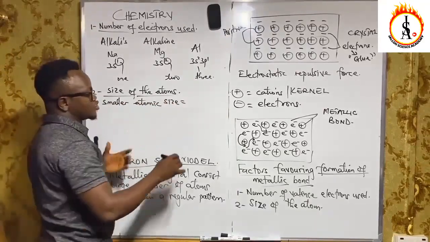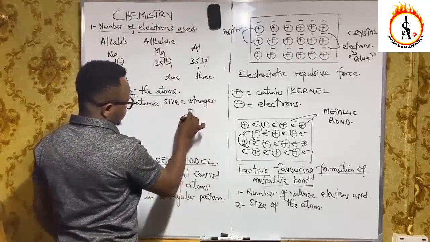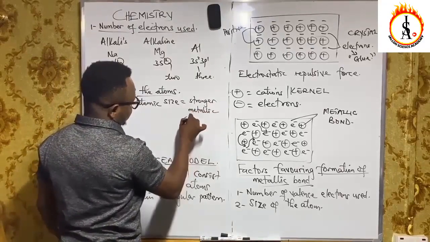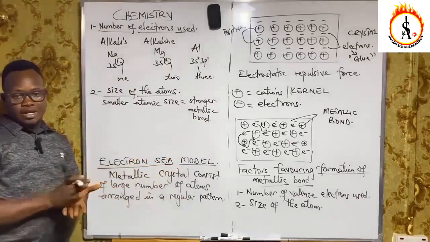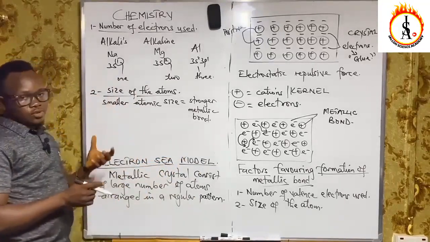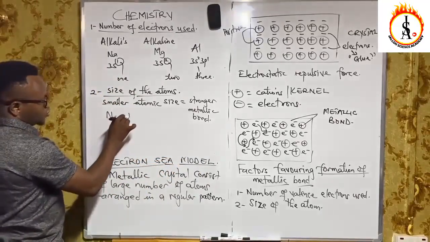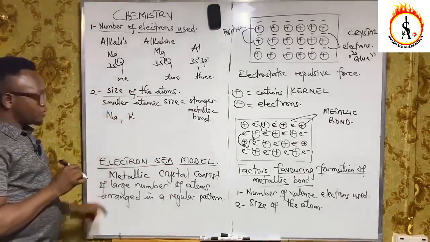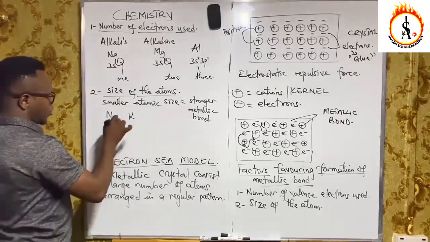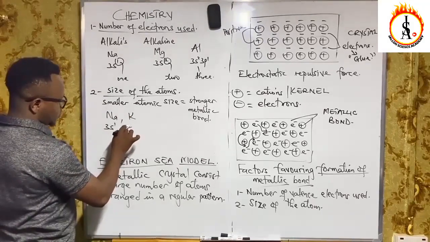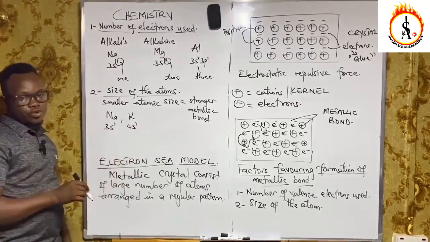So smaller atomic size is equal to stronger metallic bond. So the smaller the atomic size, the stronger the bond. Let's look at group 1 again. We try to compare between sodium and potassium. Sodium here uses the 3s1 electron, and you come to potassium. Potassium uses the 4s1. So both of them are using an electron each.